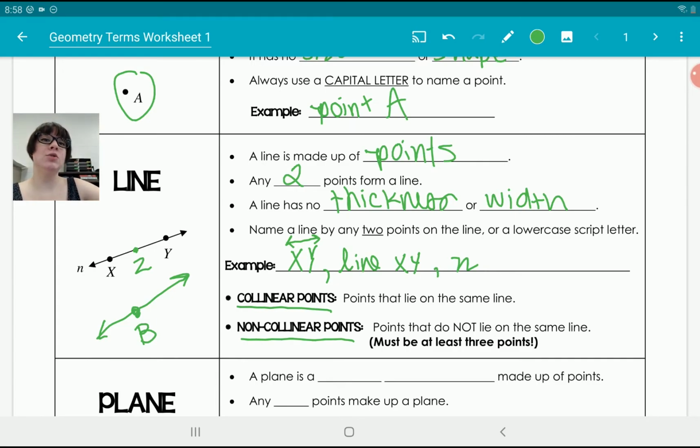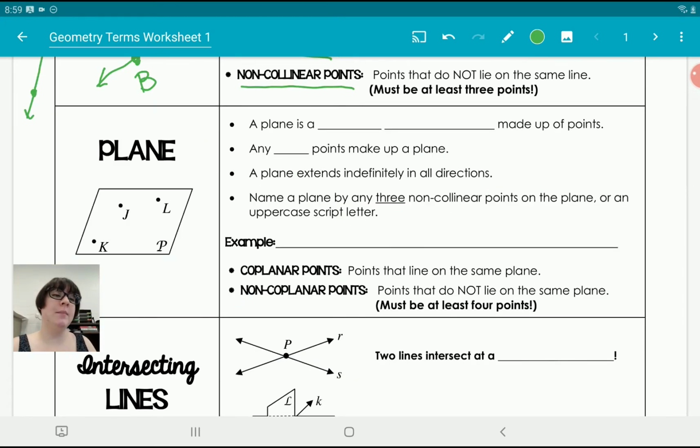You have to have at least 3 points in order for them to be not collinear, because if you have 2 points of any sort, they can always be on the same line because you can just create a line. So like if I have a point here and a point here, it doesn't matter. There can always be a line in between the two. You can always connect them.